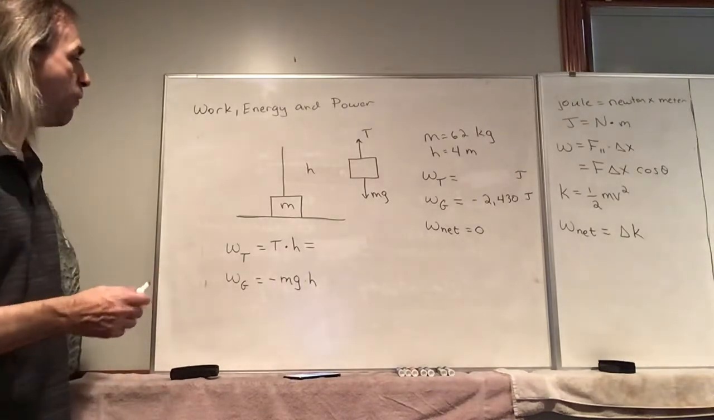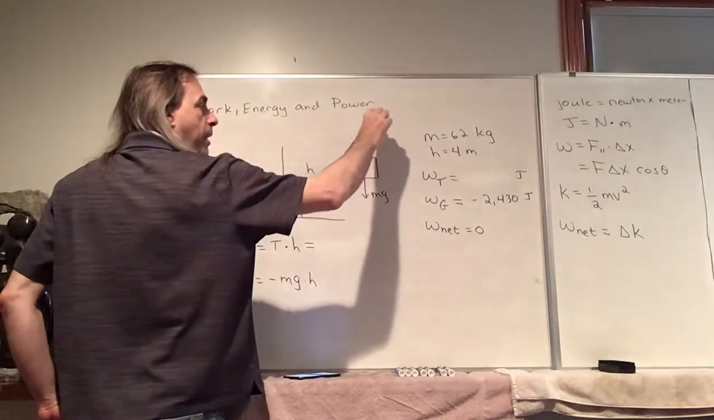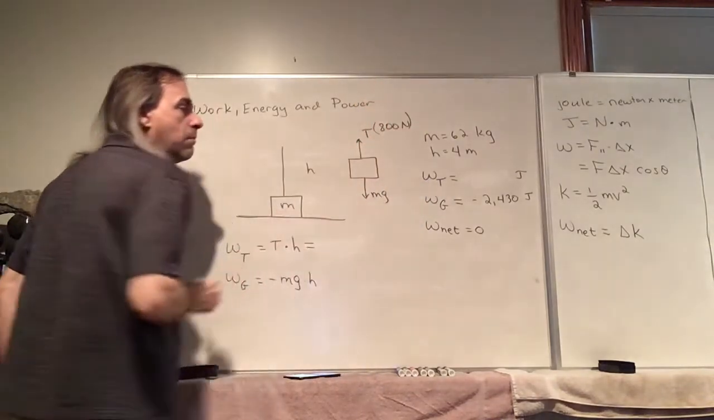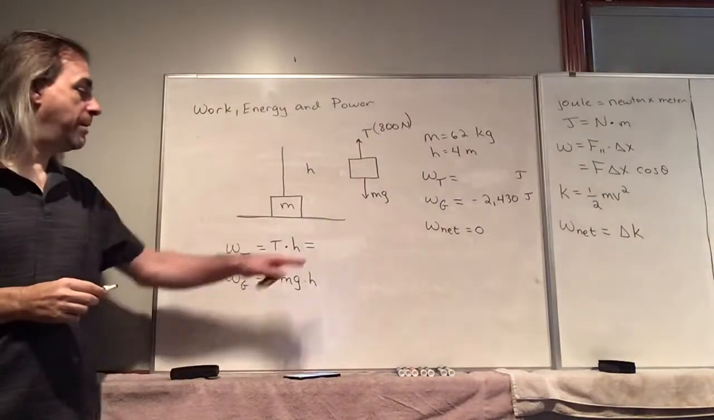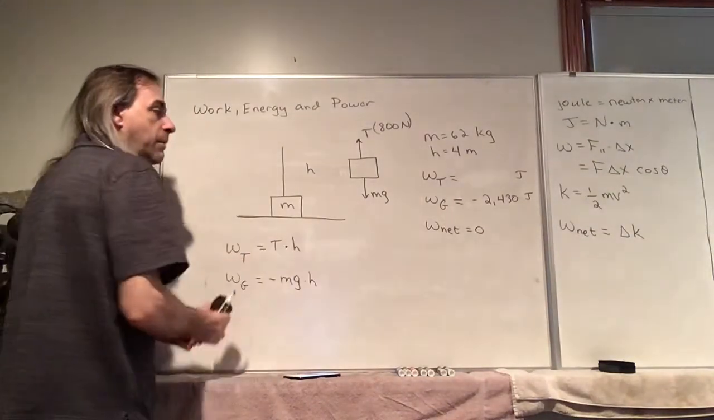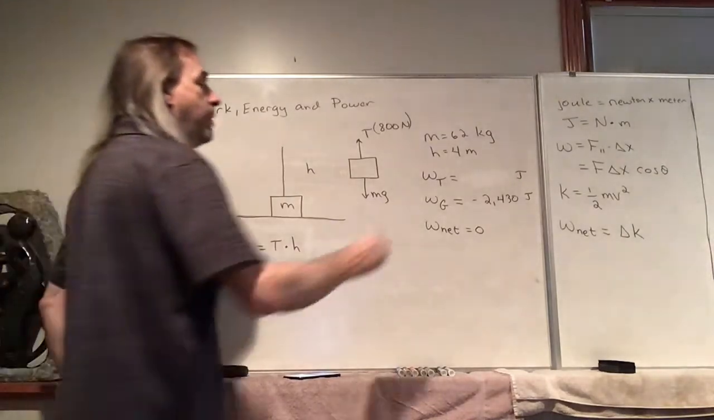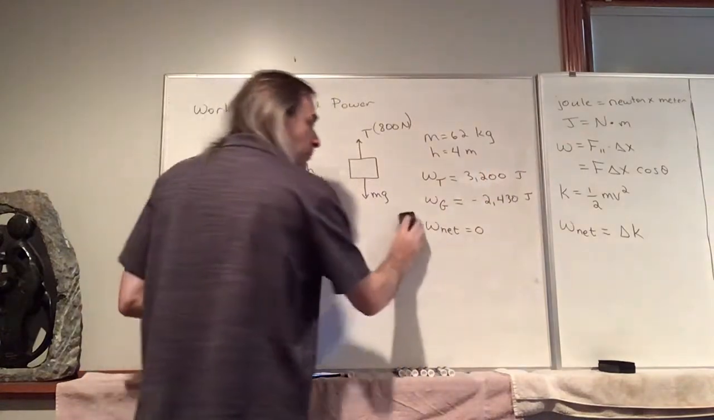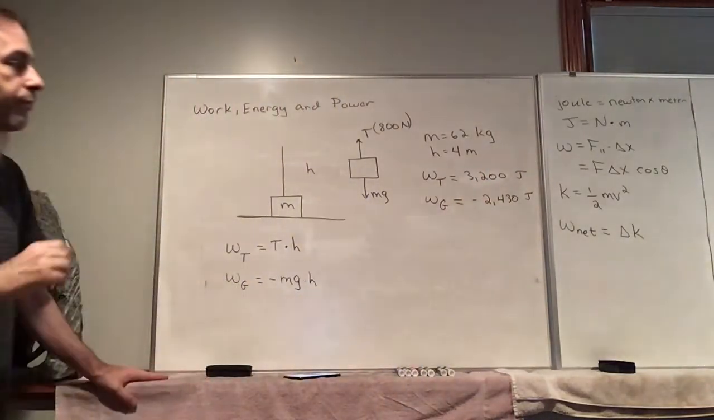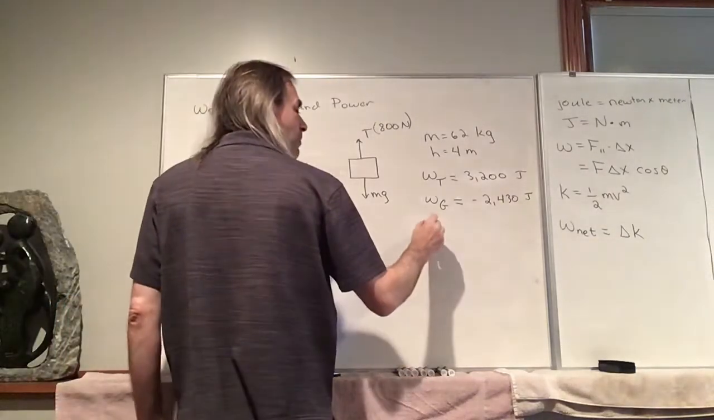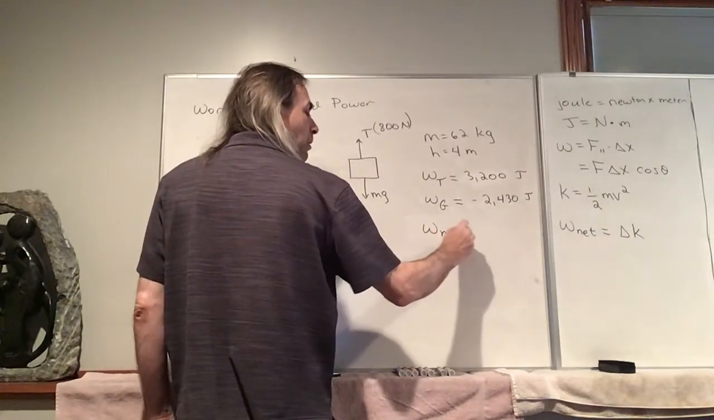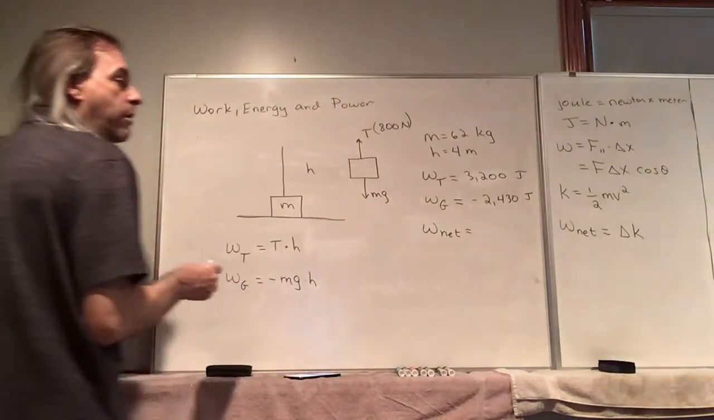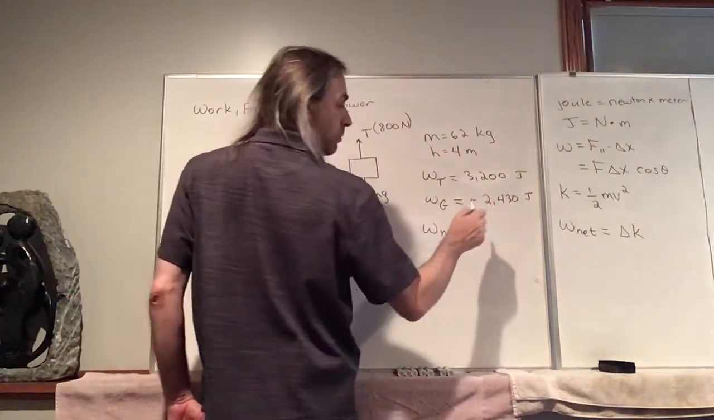Let's say we apply a force of 800 newtons. So here, work would be tension times the height. So if we have 800 newtons times 4 meters, that would be 3,200 joules. And so now the net work in this case would just be this difference. So 3,200 minus 2,430, let's see.